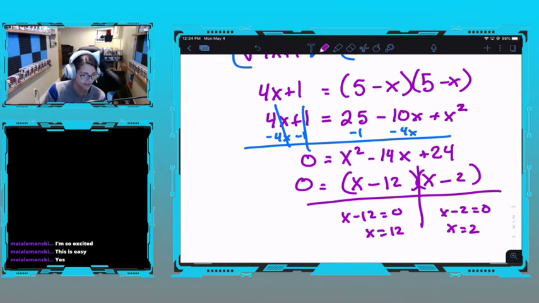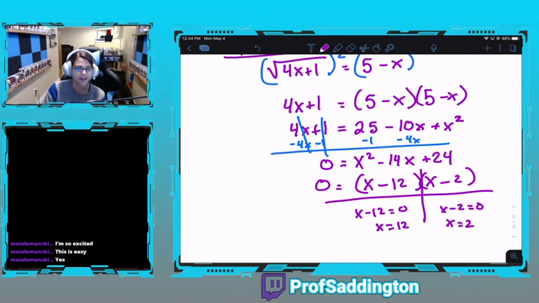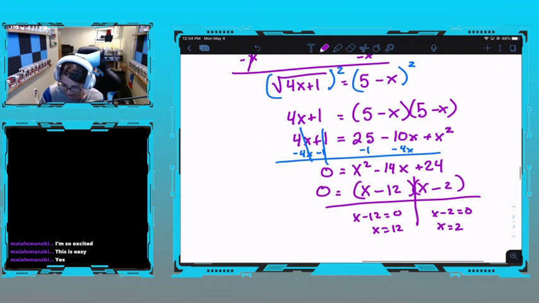And again, check for your extraneous roots. And you can really just plug all that in your calculator and see which one is going to give you a valid answer or not.